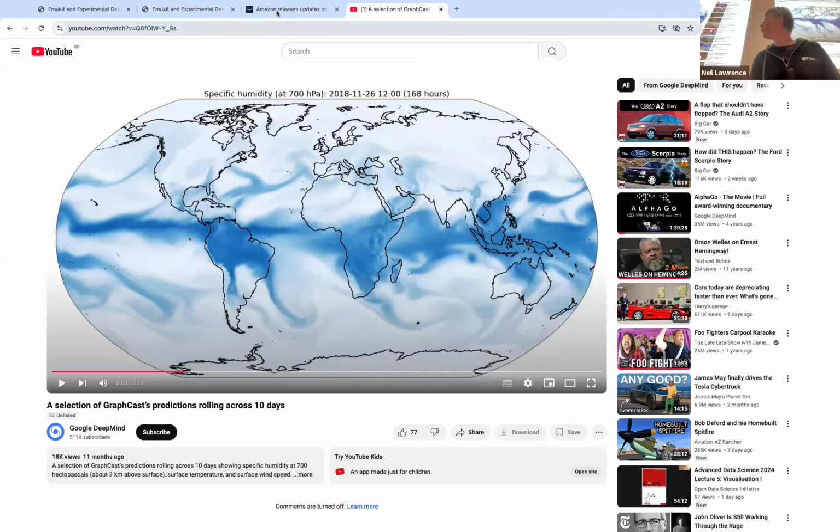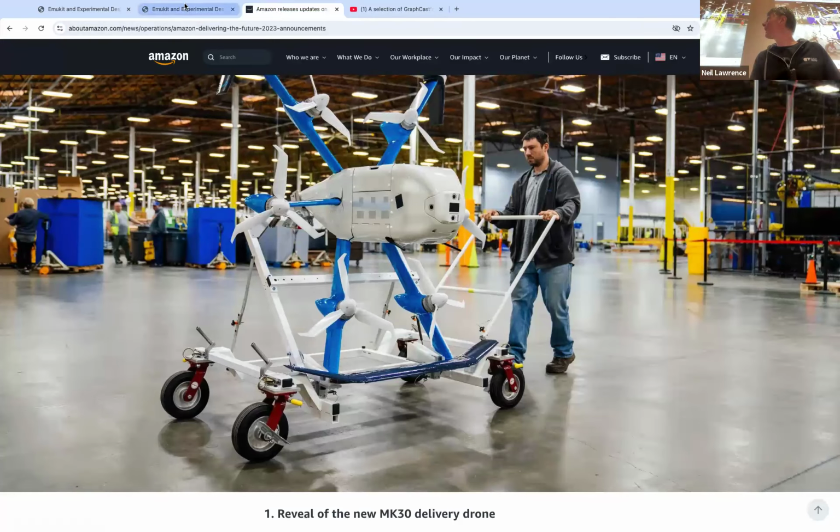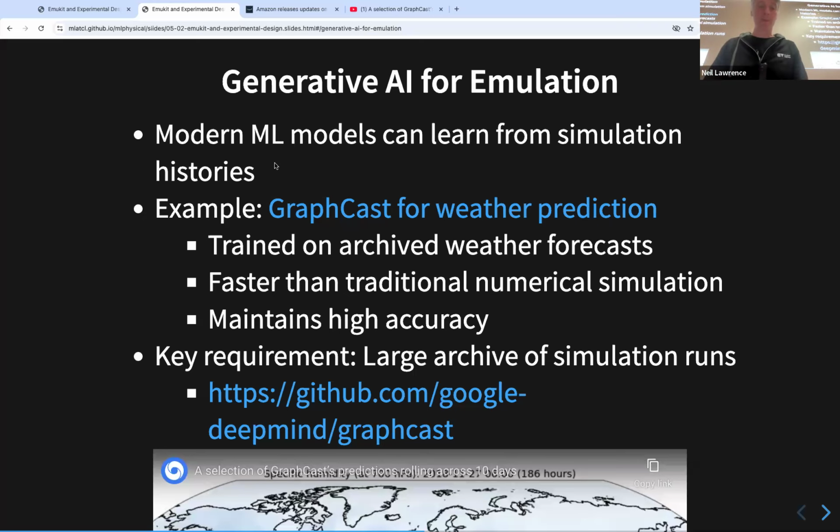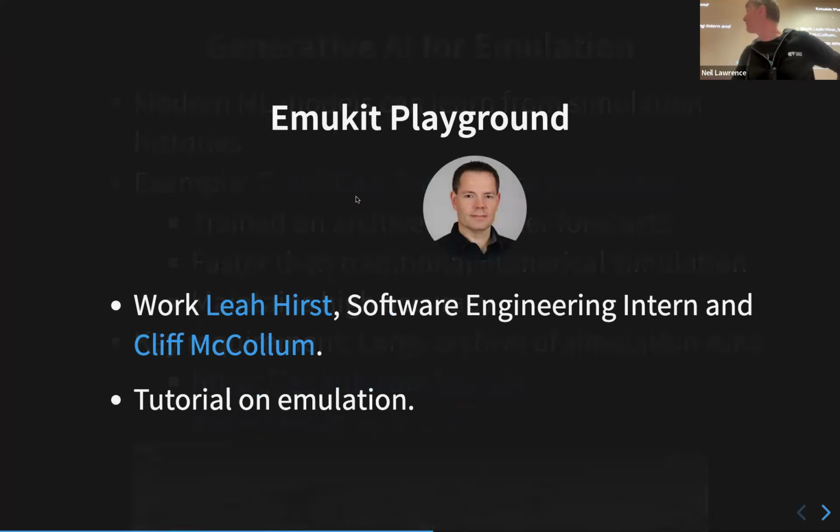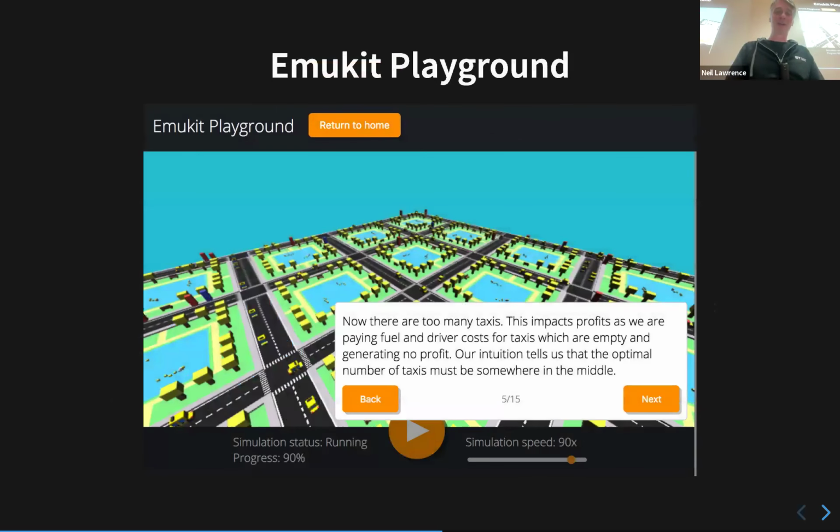So while we were at Amazon, we did a number of software projects to try and support teaching vice presidents and managers about emulation and how it could be useful for improving the supply chain. And this is one project that was Leah Hurst and Cliff McCollum, which I still like, because Leah was a software engineering intern, and she came in and built what we call the Emukit playground, which is our attempt to explain what's going on to managers.